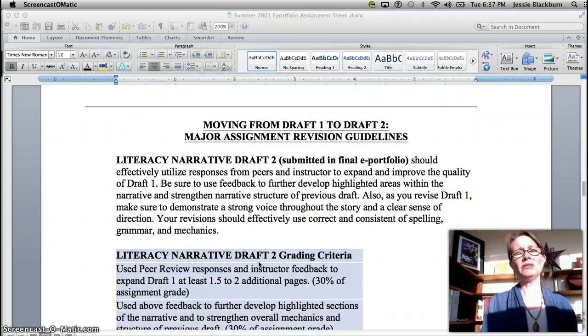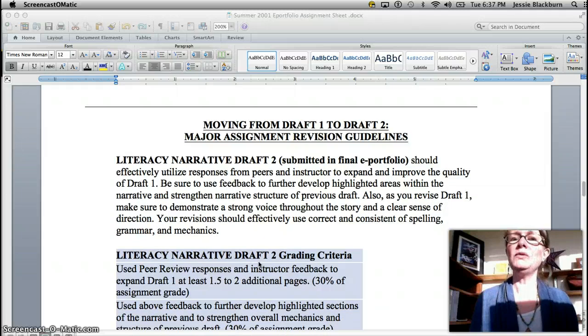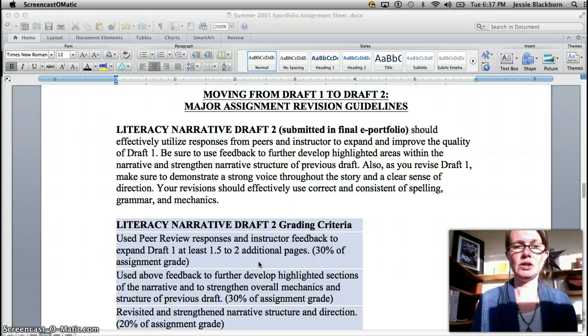So, these are your revision guidelines, moving from draft 1 to draft 2. These are all the major assignments. So the literacy narrative, you've written the first draft, you gave peer feedback, you received peer feedback. But now you're going to revise and submit your final draft in the portfolio. So you want to make sure that this revised draft effectively utilizes responses from your peers and me to expand and improve the quality of draft 1.